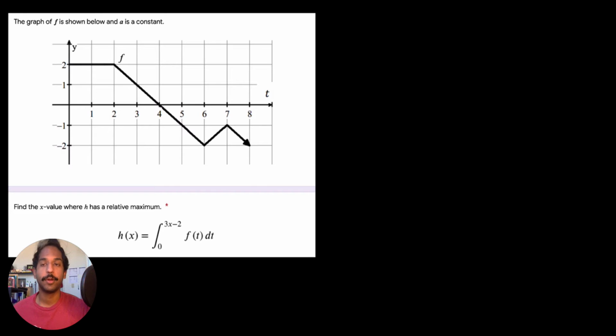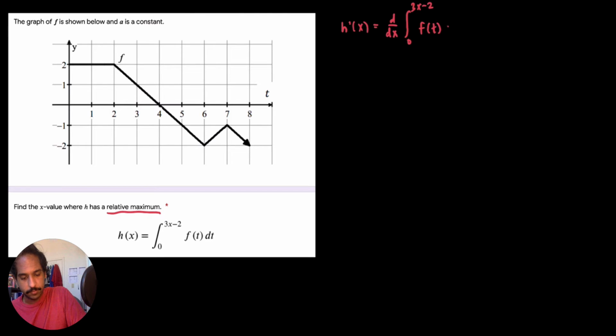We're given the graph of f here, and we're asked to find the x value where h has a relative maximum. Anytime we're trying to find a relative maxima or minima, what do we always want to find? We want to find the derivative, and so we want to find h prime. So we're just going to say h prime of x, which is the derivative of the integral from 0 to 3x minus 2 of f of t dt.